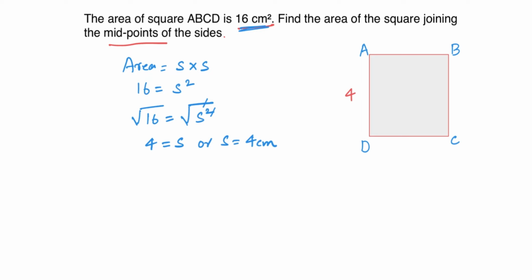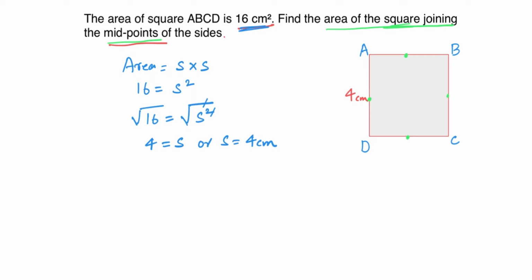Here we have to find the area of the square joining the midpoints of the sides. So we first have to locate the midpoints on each side, and once we join the midpoints we get a new square. So here's the midpoint of AB. The midpoint of BC is exactly at the center of BC. Here's the midpoint for DC and the midpoint for AD. Now when we join these midpoints we get a new square, and for that square we have to find the area.